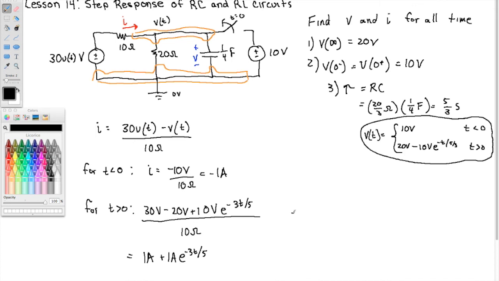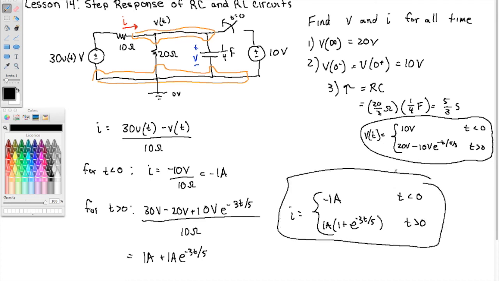Alright, so putting it all together, I equals negative 1 amp for time less than 0, and if we factor out the 1 amp, 1 plus e to the negative 3t over 5 for time greater than 0. Here's our solution. Again, if you need, pause the video and work it out yourself. But we are moving on now to the RL circuit.